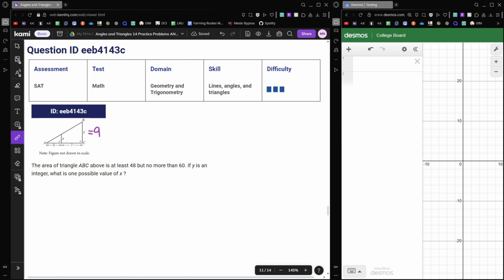Alright, now that we finally finished solving for y, we can start solving for x. So we actually have a pair of similar triangles here, and this is proven by the angle-angle proof, which means that there's two pairs of congruent angles. We have these two right angles right here, and then we also have this angle A, which is shared by both the big triangle and the small triangle.